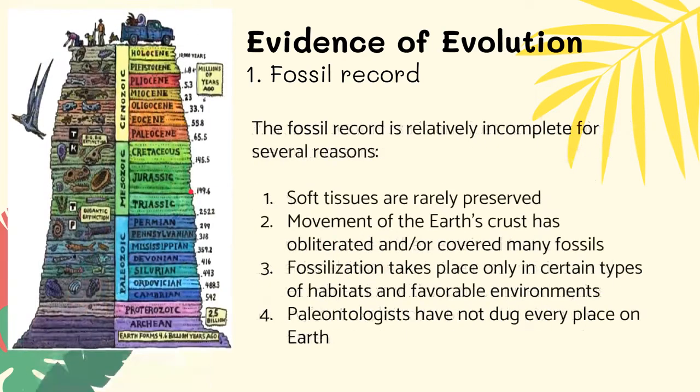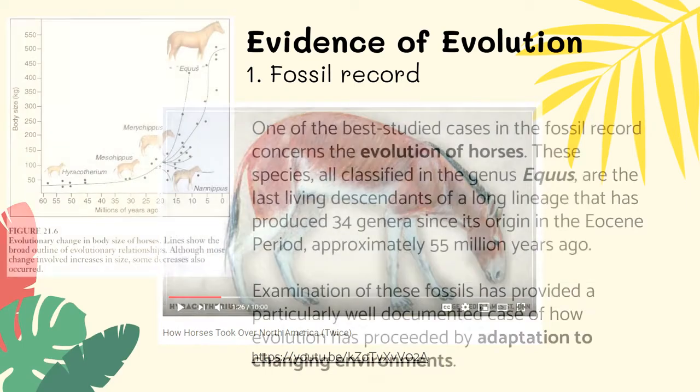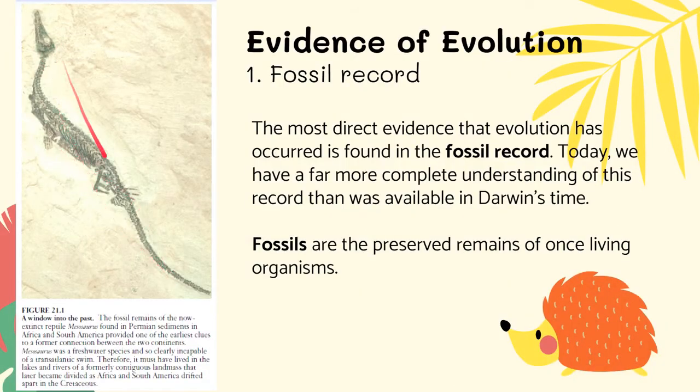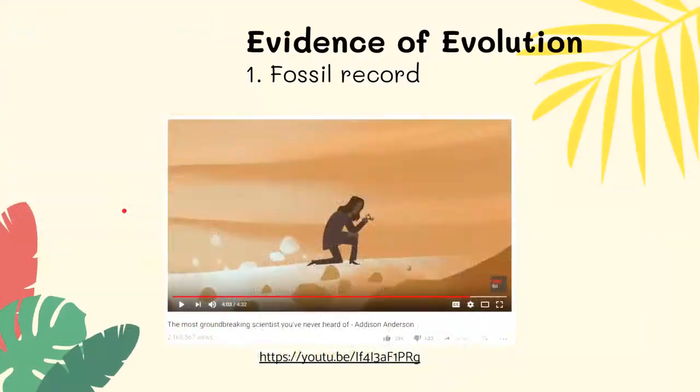So these are the reasons why the fossil record is relatively incomplete. From the time of Darwin until the modern period, we are still completing the fossil record. We still have geologists, paleontologists, scientists and biologists digging for fossils. First, soft tissues such as muscles and internal organs are rarely preserved. If you notice, most of the fossils are actually made up of bones of those organisms, such as teeth and the skeletal bones or skeletal system of those organisms.